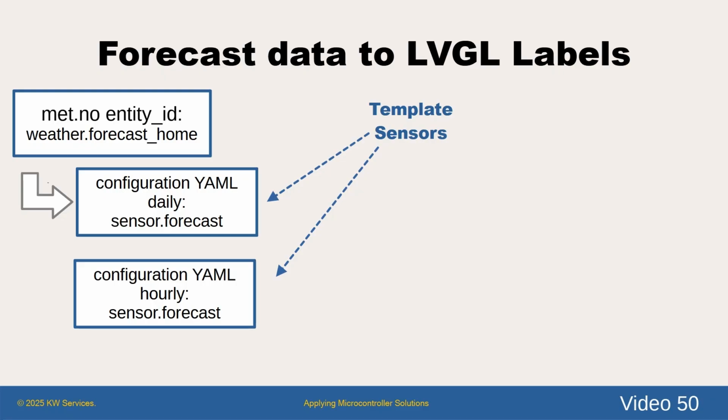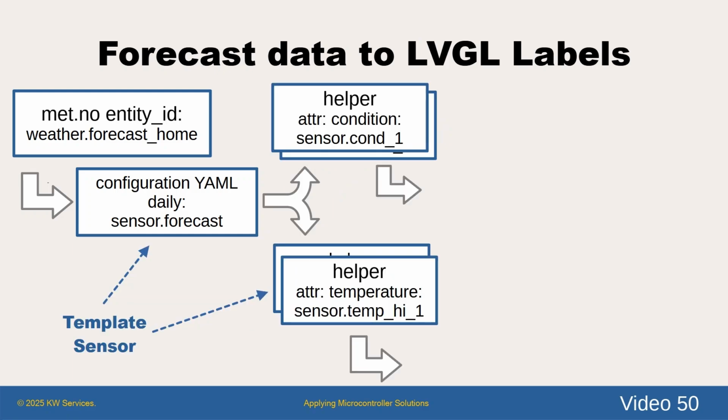First, that begins by deciding what you want. In our case, in the previous video, we desired daily data. Now we want to include hourly forecast data. We can do this as a template sensor in the configuration YAML. Next, you define a helper, which is a configurable template sensor, which specifies the attribute you need.